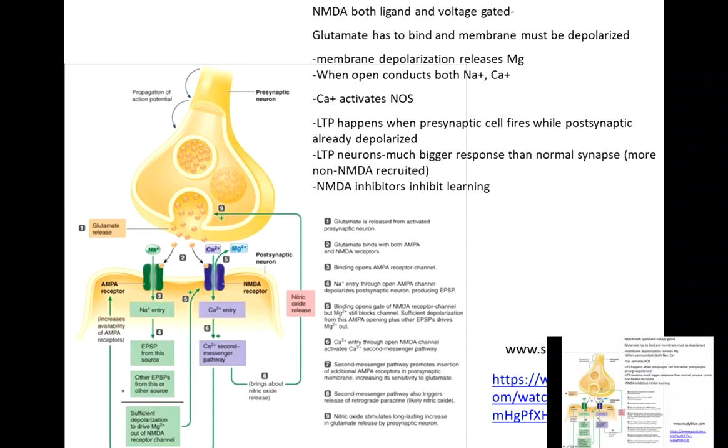In an LTP neuron, you get a bigger response than in a normal synapse, okay? And if you use an inhibitor to NMDA, you inhibit learning. And this has been shown in all kinds of different models. There's a 2-minute video on YouTube. Here's the link right here. I encourage you to take a look at that. It's animated. It's a pretty good explanation. Doesn't go over all this stuff, so it doesn't have all that I want you to know in there. But if this is troubling you, I encourage you to look at it.